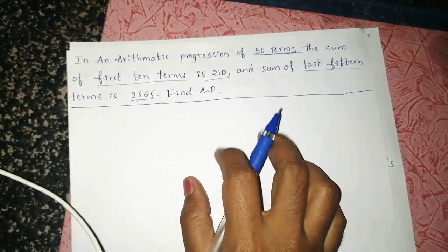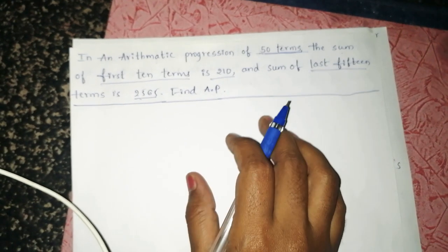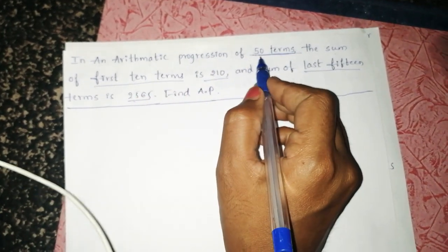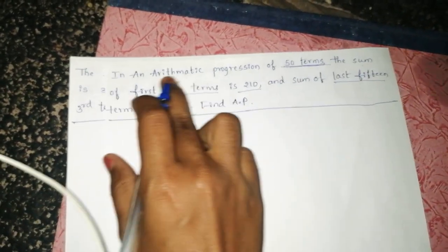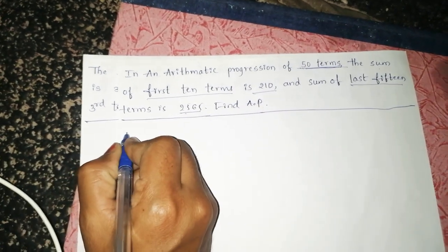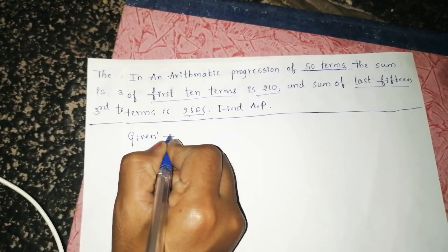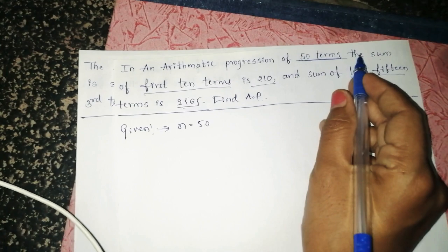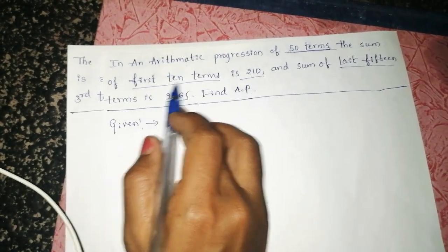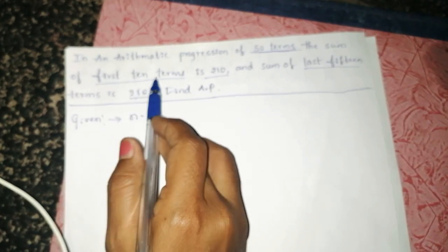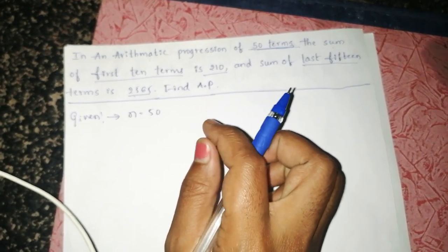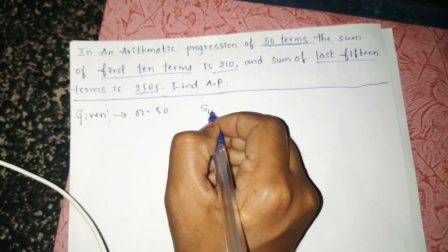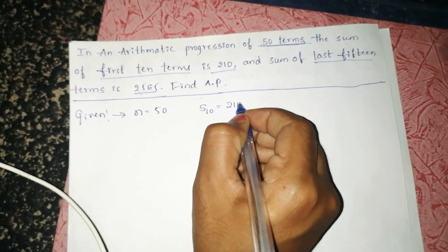So in this problem, first thing you have to note the given data. There is an arithmetic progression, we have 50 terms. So the total number of terms in the arithmetic progression is 50. Therefore I will write the given data as: let us consider the number of terms n is equal to 50. One more data is clear here: the sum of the first 10 terms, denoted by S10, is equal to 210.